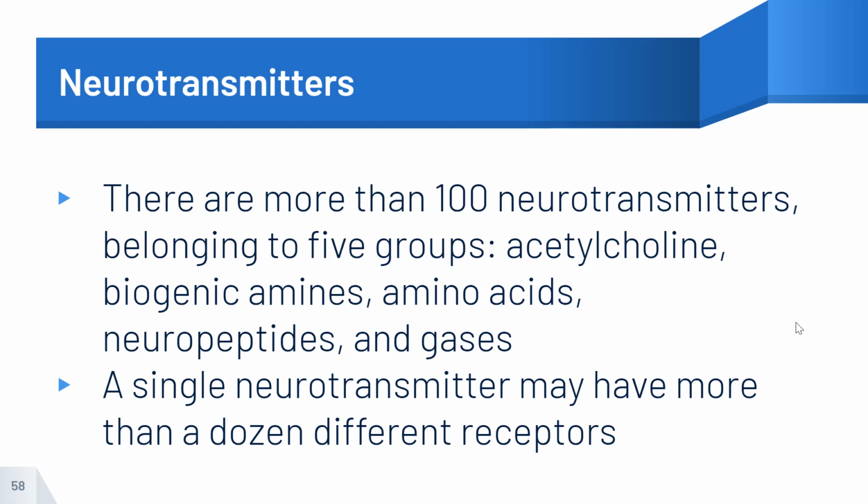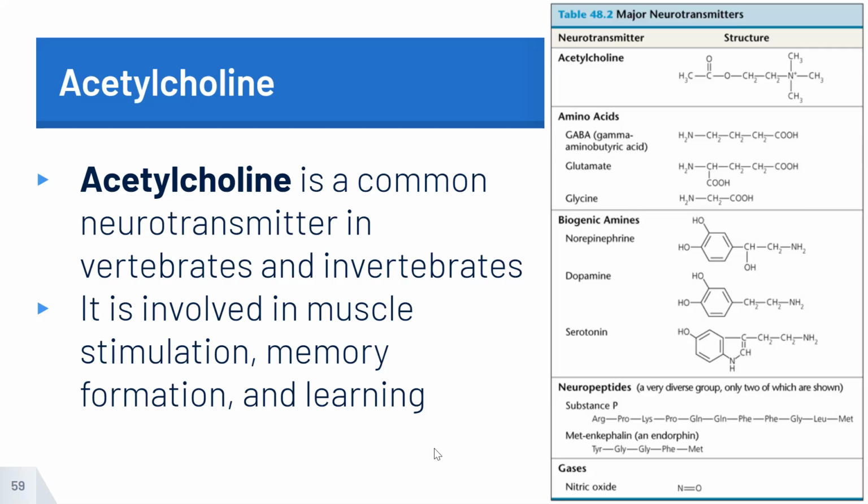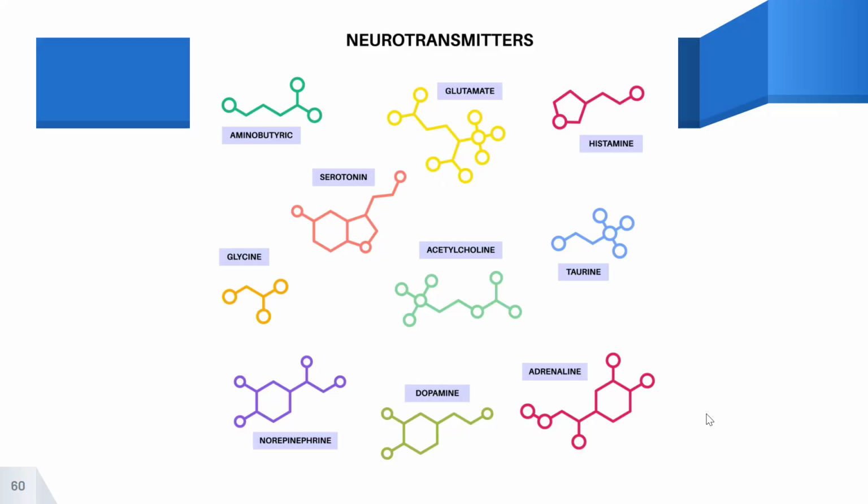So lots of different neurotransmitters, lots of different receptors for those neurotransmitters. Acetylcholine is a very common neurotransmitter. So in research, you're going to come across acetylcholine a whole lot. Acetylcholine is involved in muscle stimulation, memory formation, and learning. So it's a very common neurotransmitter that you'll see often in research.